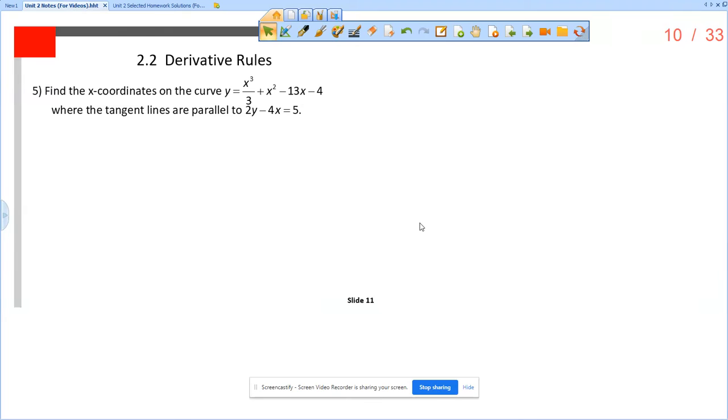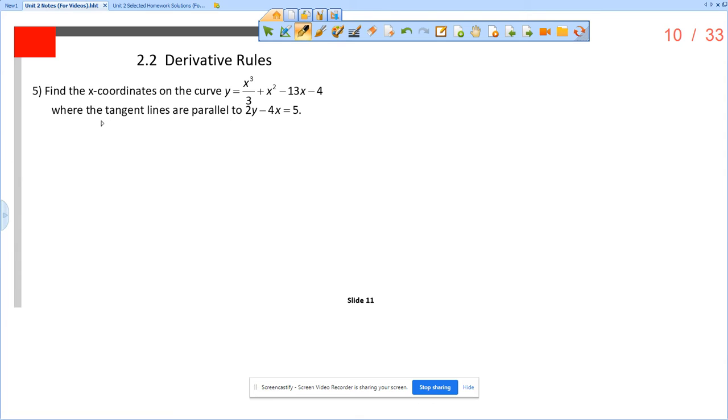This is the notes for section 2.2, notes slides 11 and 12. All right, so it says find the x coordinates on the curve y equals x cubed over 3 plus x squared minus 13x minus 4, where the tangent lines are parallel to 2y minus 4x equals 5.